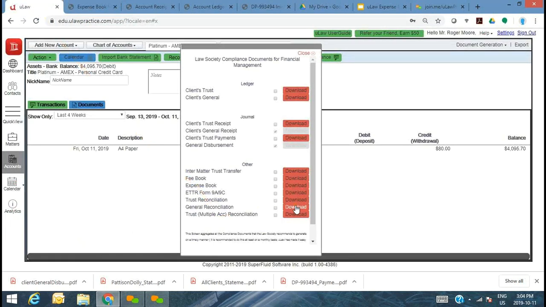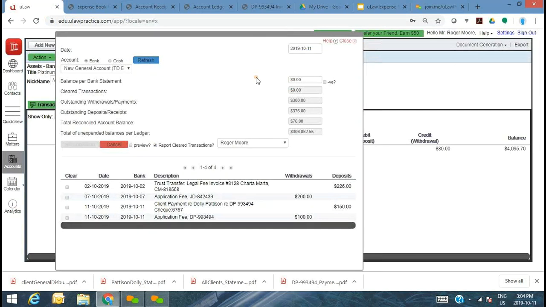Finally, where does this come handy? When you're doing your general reconciliation. All those transactions that you've captured as and when they occurred result in the general reconciliation statement of the bookkeeping system. So it knows that $150 was received on the 11th of October, $100 for application fee for Dolly Patterson left on the 11th of October. So technically you're comparing at the end of the month, or in the case of uLaw, you can do it on a daily basis. In fact, you can reconcile this information with your actual bank information, making sure that they both match. Or if they don't match, ensuring you document as to why they don't match.